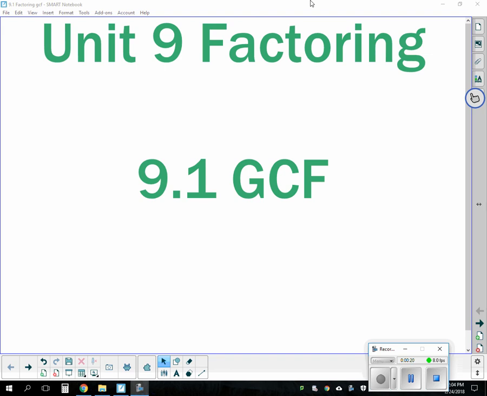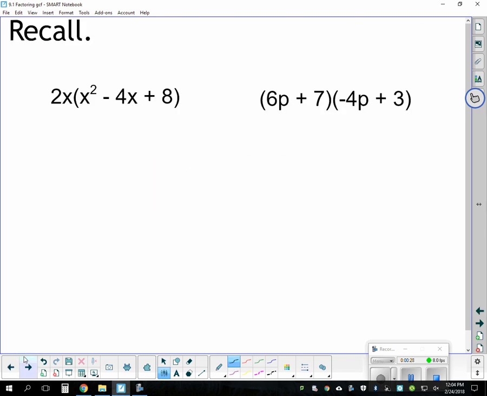And we're going to start with 9.1, which is all about something called GCF, which I'm guessing most of you know what that stands for. But hold off on that. Let's recall problems like this. This was a very long time ago when we did these types of problems, maybe even Unit 2? I can't even remember. Hopefully you're looking at these two problems and recognizing that they are multiplication problems.